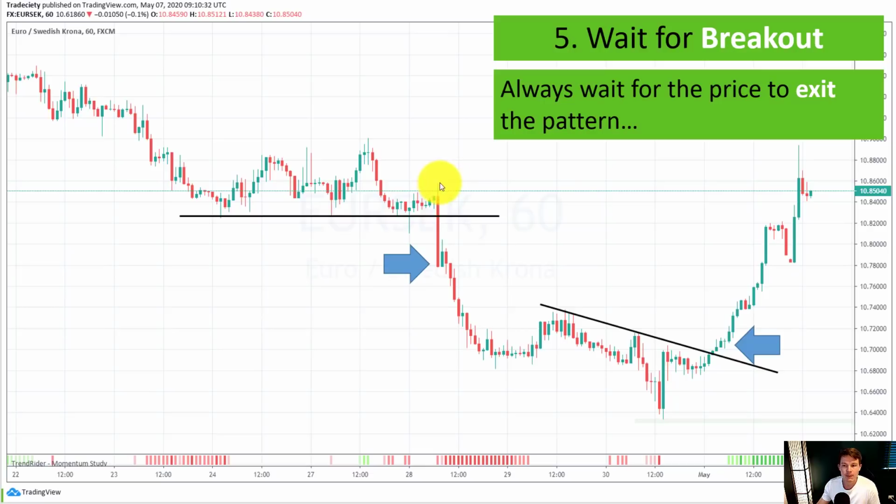The big problem that many amateur traders have is that they are too impatient, and as soon as they see a pattern, they will jump on it, and then very often they will just lose a lot of money because prices often stay within patterns for quite a long time. And even though you see those fake breakouts sometimes, you really want to make sure that your price is actually completely breaking out of such a pattern.